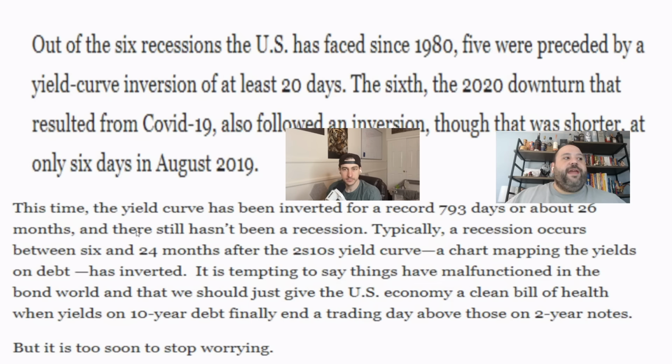But this time the yield curve had been inverted for 793 days, or about 26 months, and there still hasn't been a recession. Typically, a recession occurs between 6 and 24 months after the 2 and 10 yield inversion. Now, 6 to 24 months is kind of a useless time horizon too, because you could always be within 6 and 24 months of almost anything. It's like, oh yeah, it's going to happen.